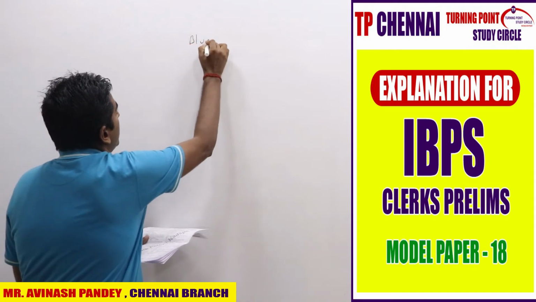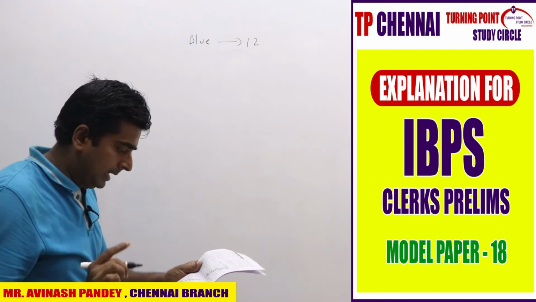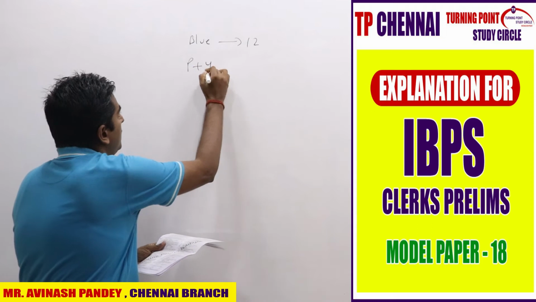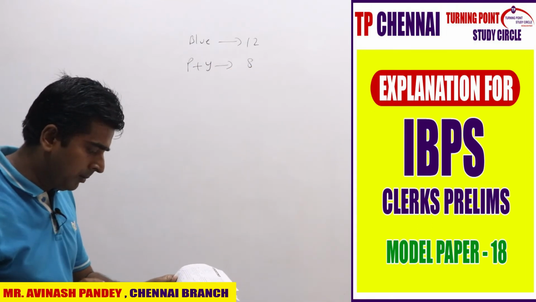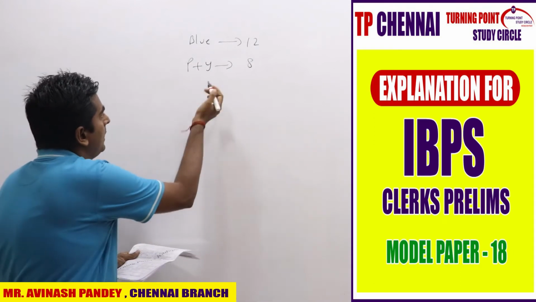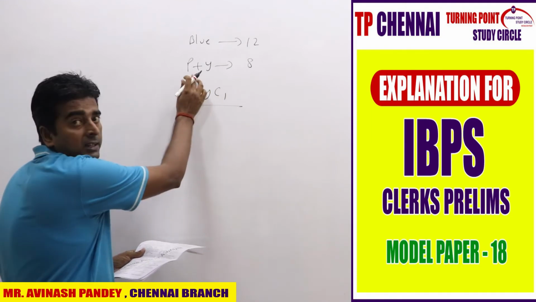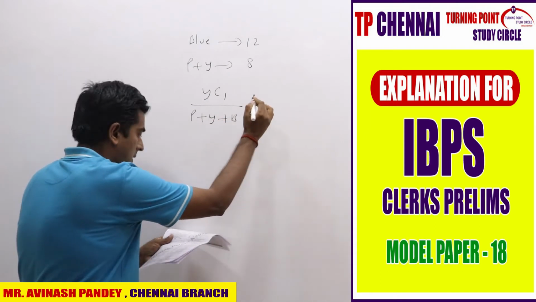What have they given you? How many blue balls are there? 12 blue balls. Then a total of 8 yellow and pink balls. That means pink ball plus yellow ball is how much? 8. Now the probability of taking one yellow ball is 1 by 4. I don't know how many yellow balls there are, so it is yellow divided by total. Total is pink plus yellow plus blue, which is how much they gave you?